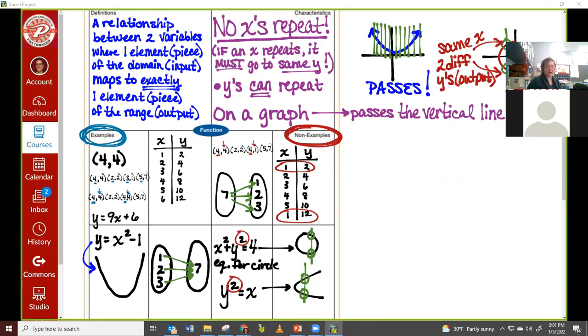There's a card sort there. Everything on that screen is a function. I just want you to separate them now into things that are linear and non-linear.